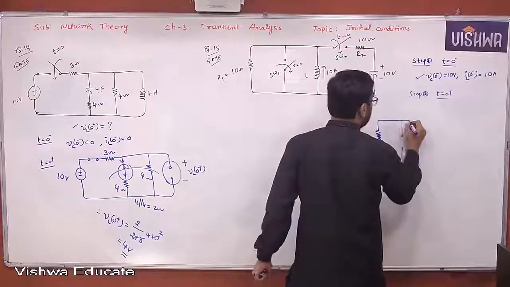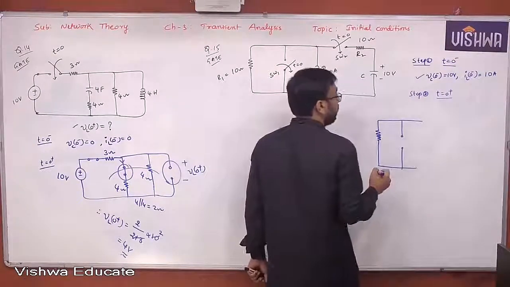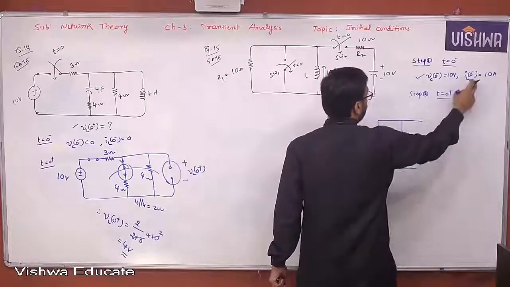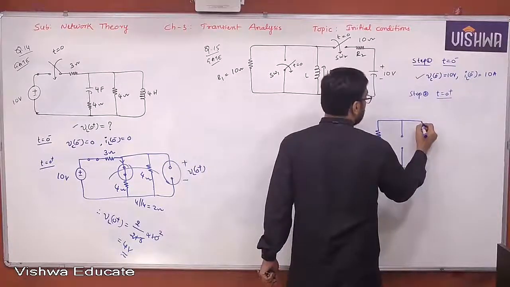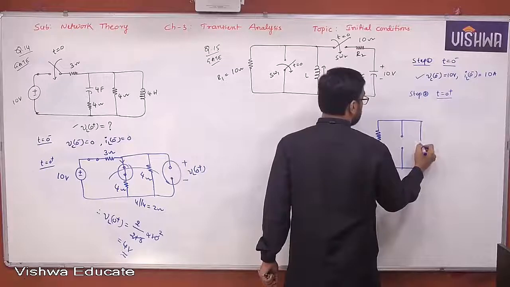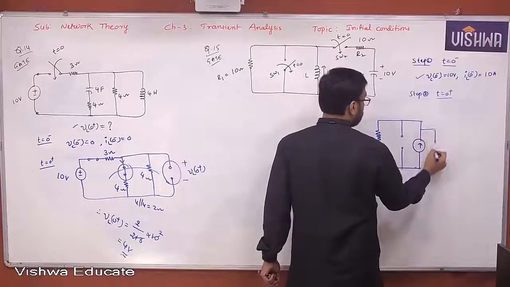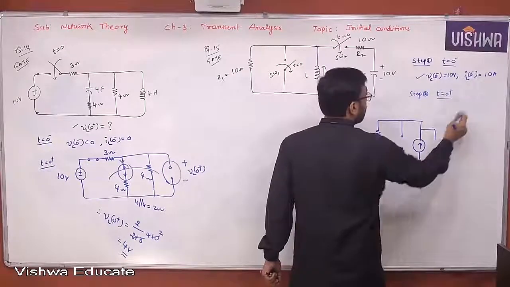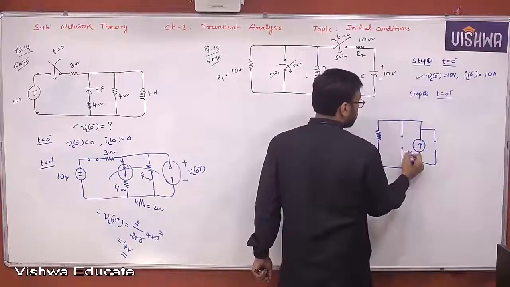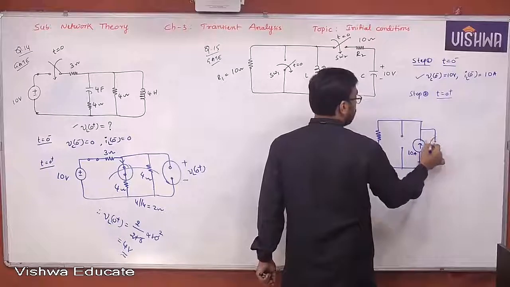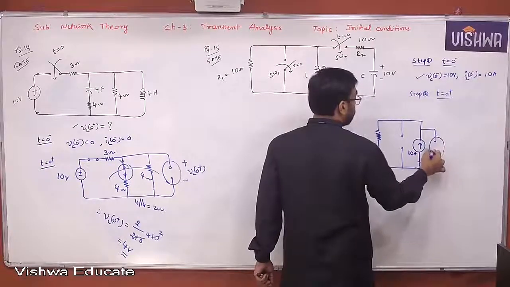Inductor is behaving like what? A current source with the value of what? A current source. What is the current source value? 10 amperes. This is a parallel inductor model.